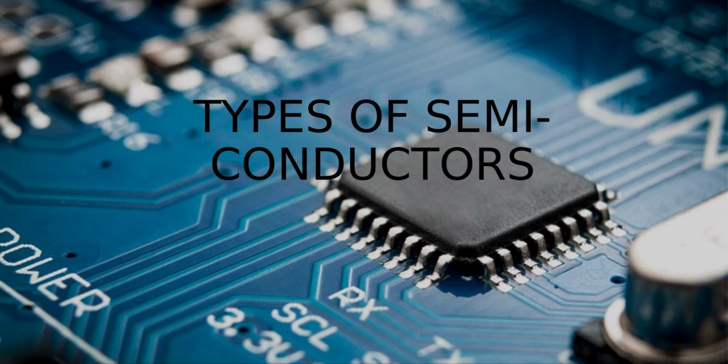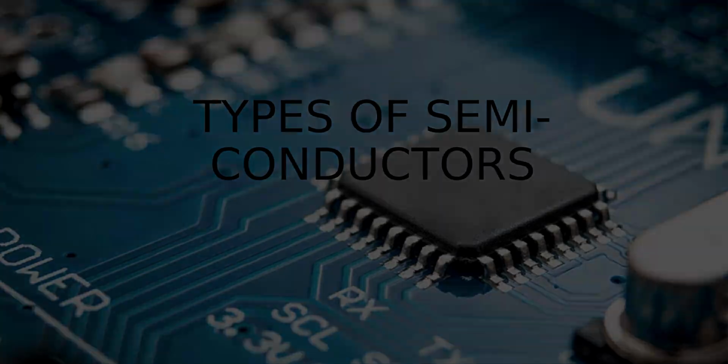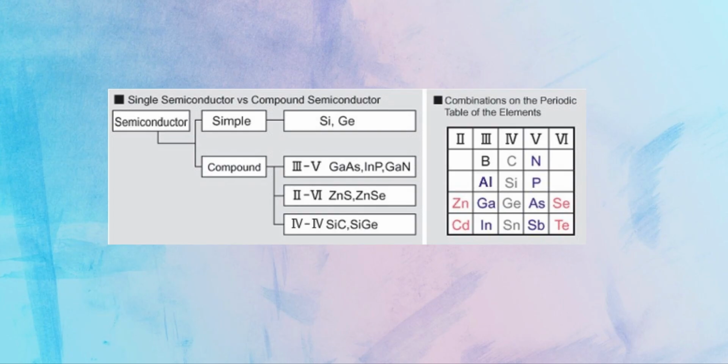In the previous video, we saw what a conductor, semiconductor, and insulator are, and we also took a quick peek at how semiconductors looked in ancient days. In this video, I'm going to walk you through the types of semiconductors. Before getting into the types, we'll also see how semiconductor materials exist in nature.